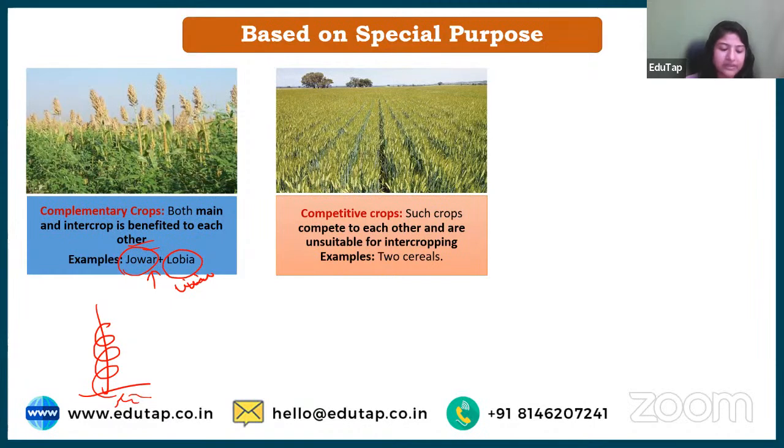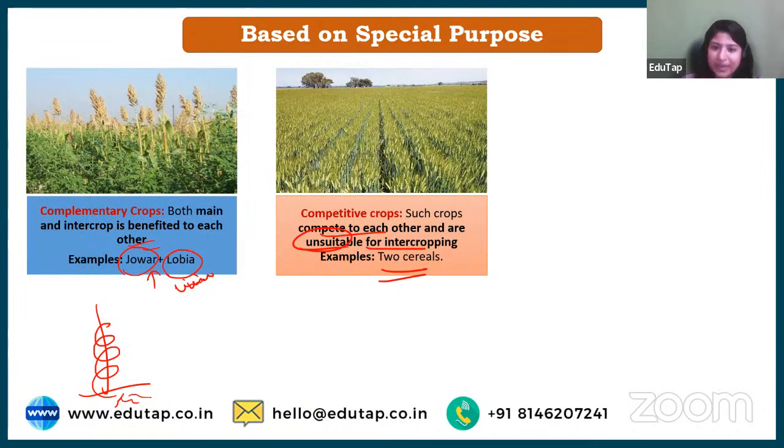Next, competitive. From the name itself we can suggest that they will compete with each other. So competitive crops are such crops that compete with each other and are unsuitable for intercropping. For example, two cereals, like rice and wheat, cannot be grown at the same time. Rice and maize, both are different crops, however they belong to the same family, so their nutritional need will also be the same. If we grow both crops in the same field, they will compete for the same nutrients.